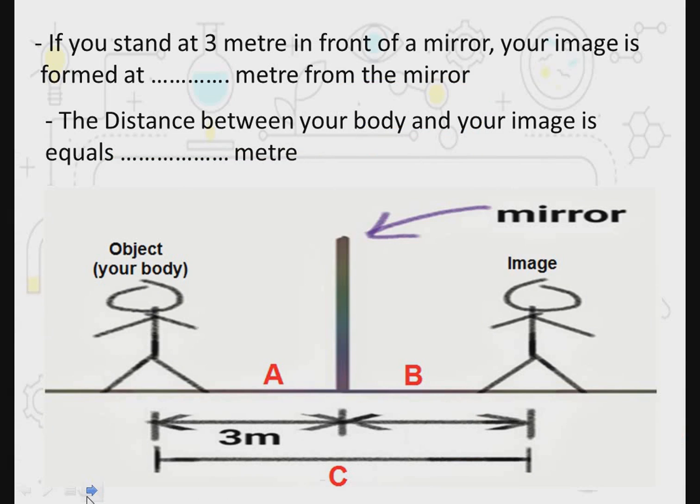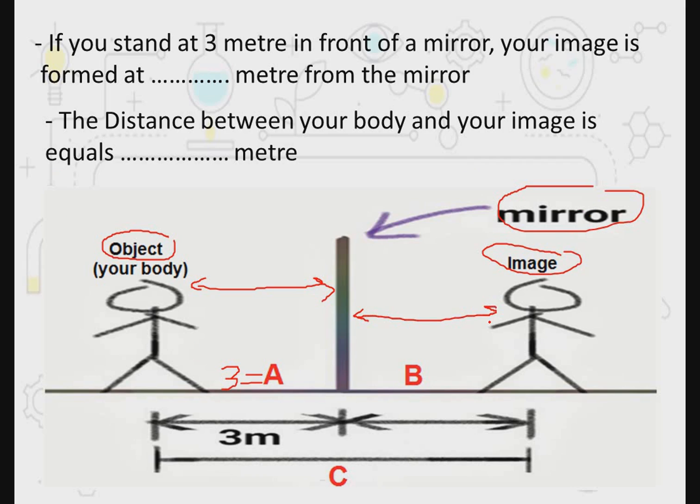Let's take an example. If you stand at 3 meters in front of the mirror, this means that the distance between the object or your body and the mirror, call it A, equals 3 meters. So what is the distance between the mirror and your image? We explained that the image which is formed behind the mirror, its distance B equals distance A. So the distance will equal 3 meters.